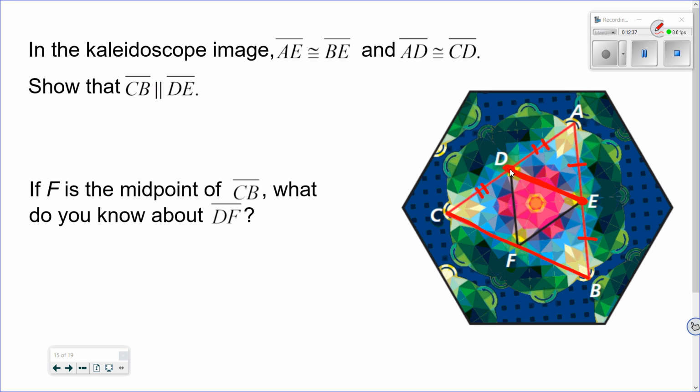The second part says if F is the midpoint of CB, so F is the midpoint of CB right there, that's given to us now. What do you know about DF? So let's see, DF right here, well, that means it has to be a mid-segment too, right? Which means it is half of AB, and it is parallel to AB also.